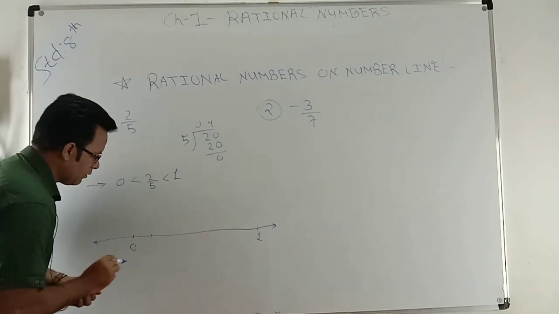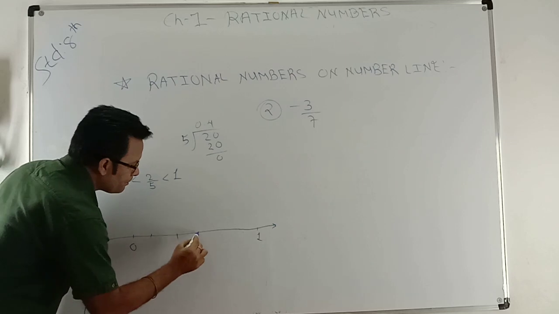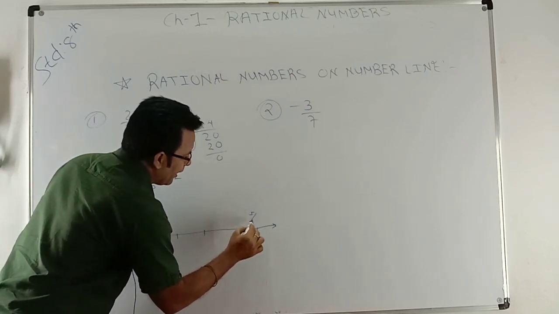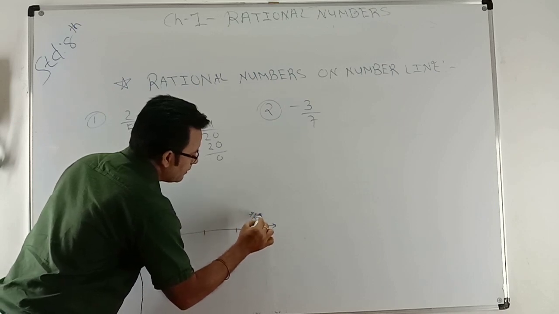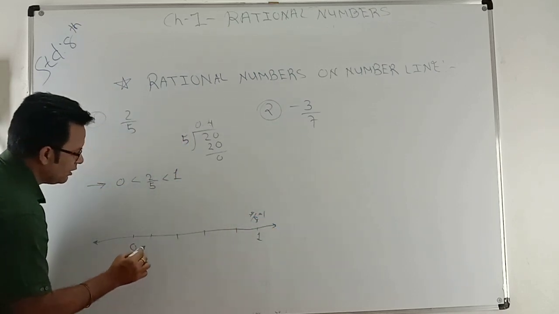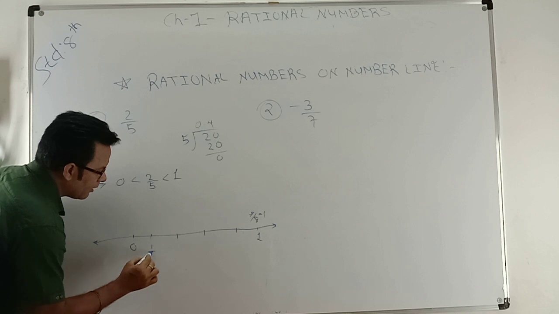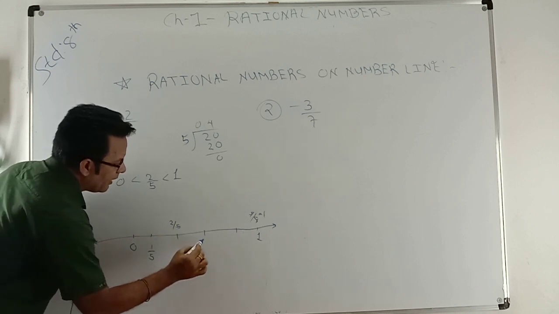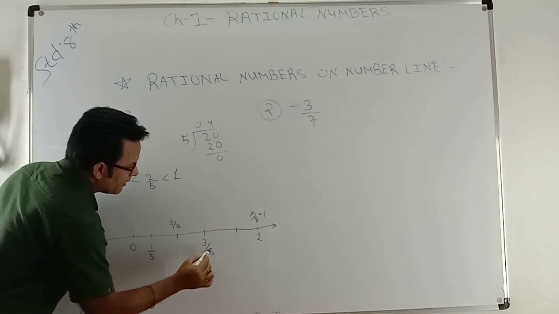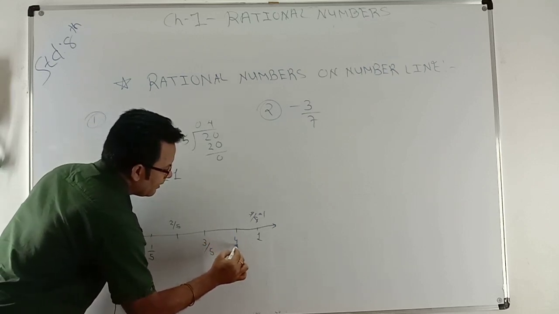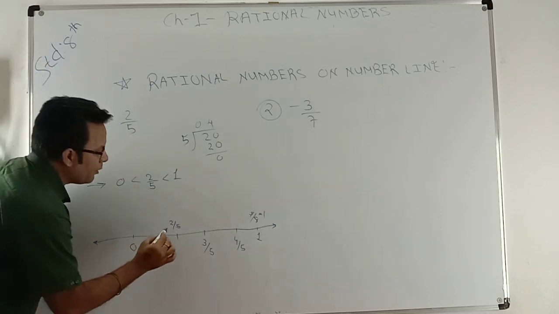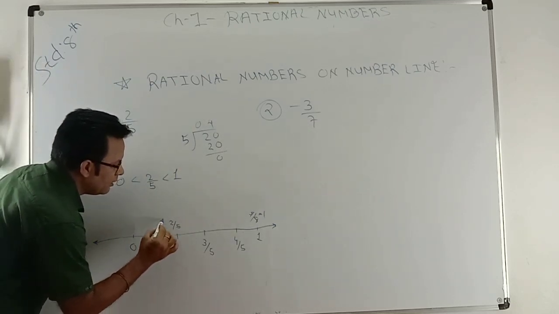1, 2, 3, 4, and 5 upon 5 is 1. So here what we write? 1 upon 5, here 2 upon 5, here 3 upon 5, and here 4 upon 5. Now we have to plot 2 upon 5. So this is the number.